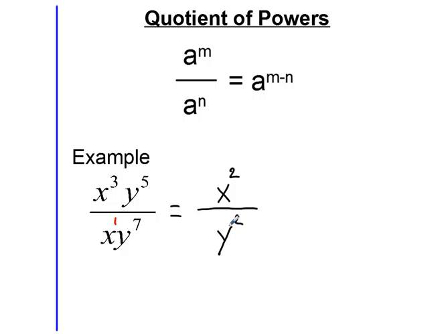Notice what happened here. Since there was more power for x's on top, that subtraction leaves its leftovers of 2 on top of the fraction. There was more power for y in the denominator of this fraction, so therefore 7 minus 5 gives me leftovers that remain on the bottom.